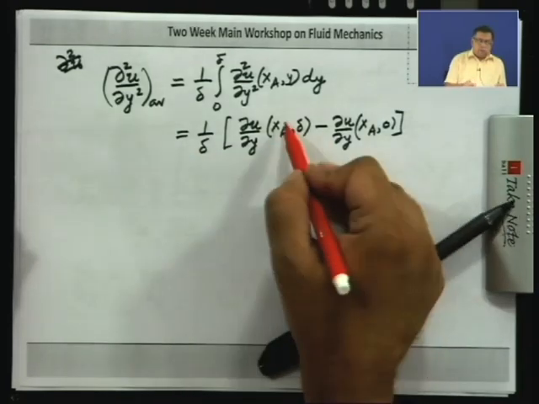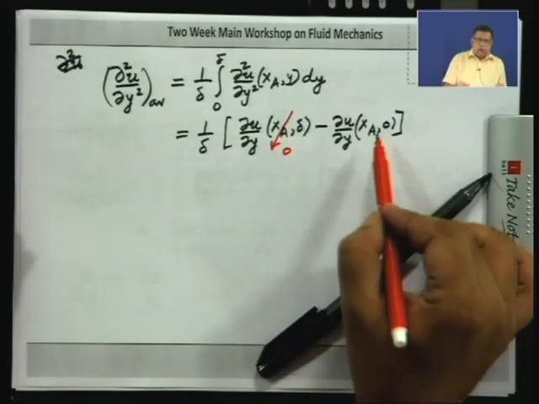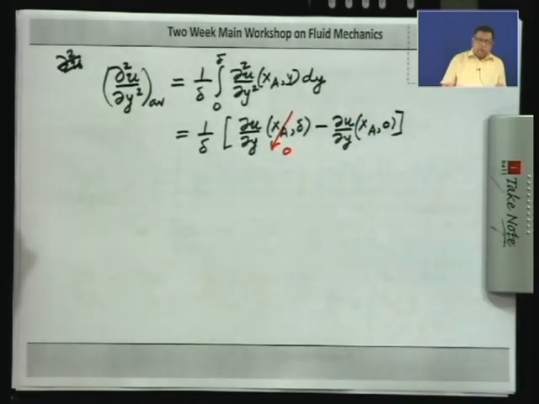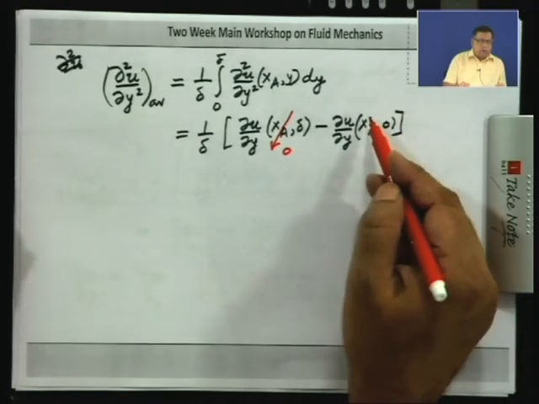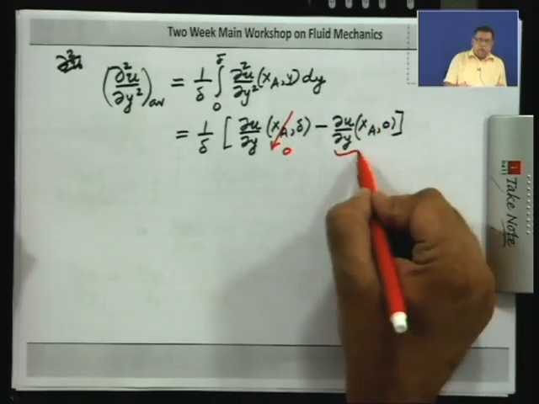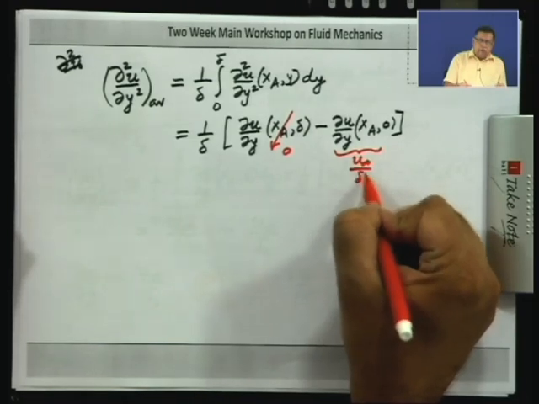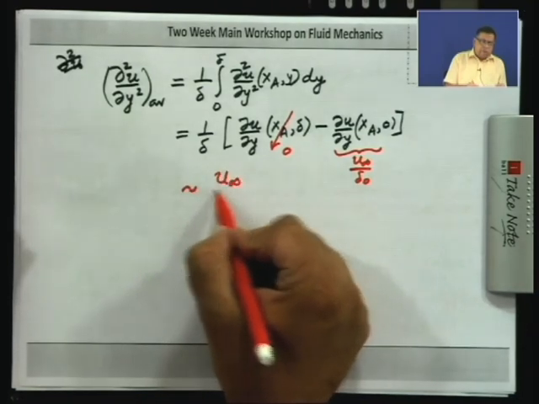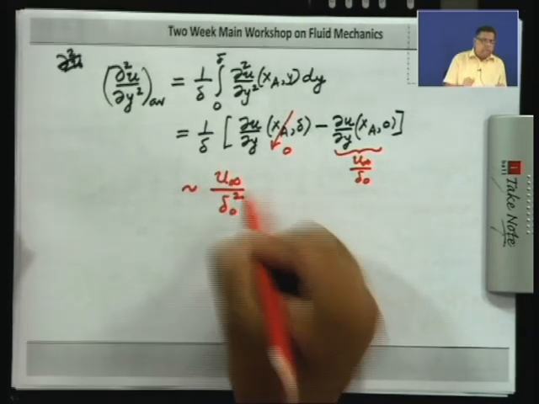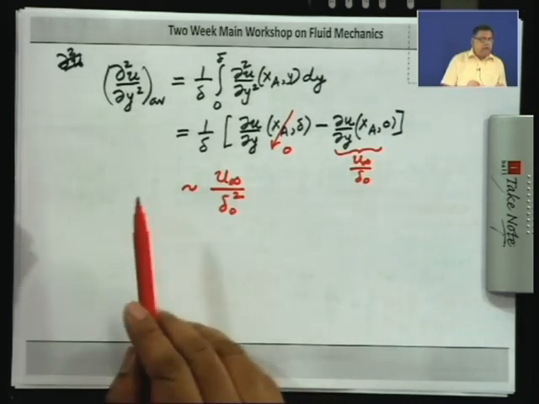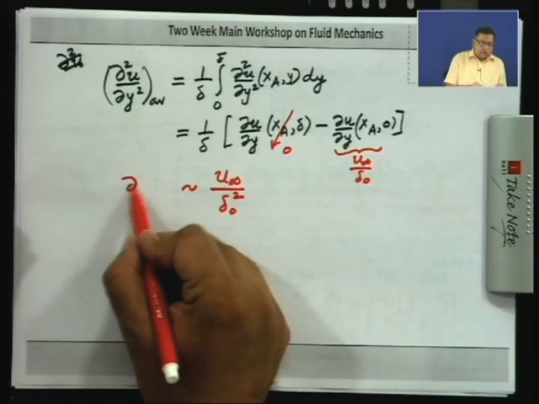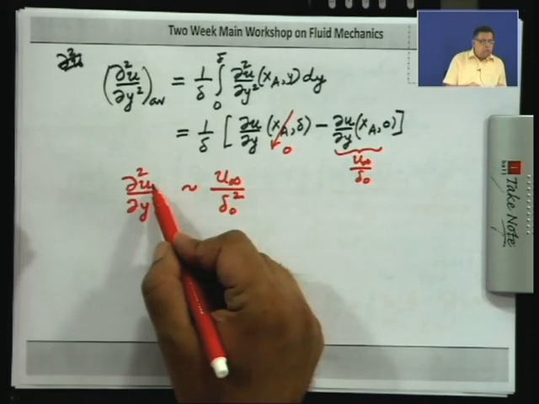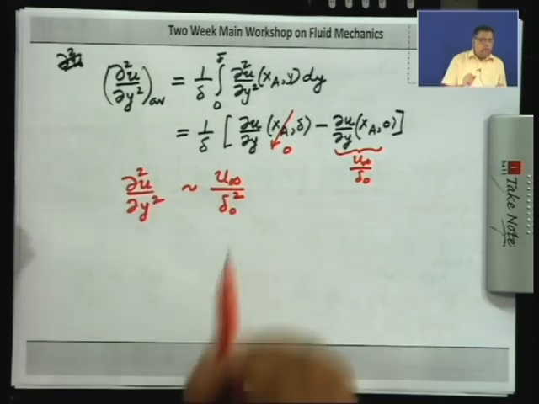Now, this for this particular case is 0 and this is the maximum value, which is the del u del y at the wall. So, this order we know is u infinity by delta naught, and you have another 1 upon delta over here. So, this whole thing will be order of u infinity by delta naught square. So, you see that when you want to find the order of magnitude of del 2 u del y squared, the numerator here is the order of u and the denominator here is the order of y squared.